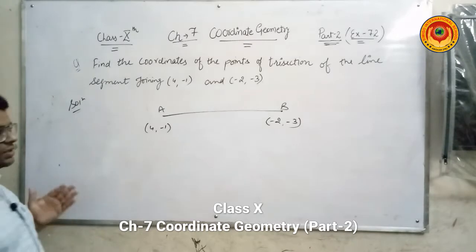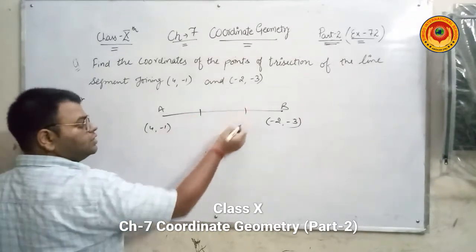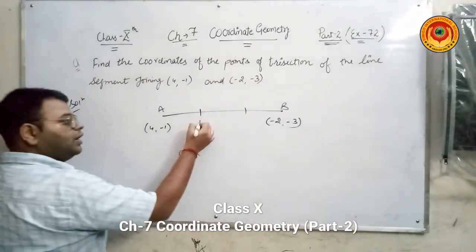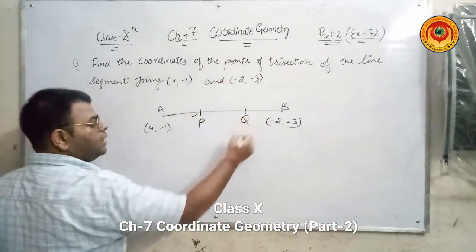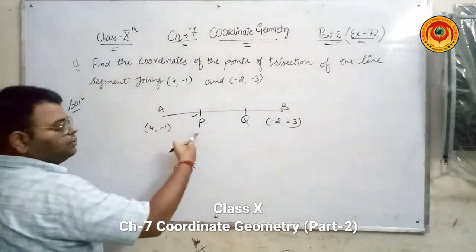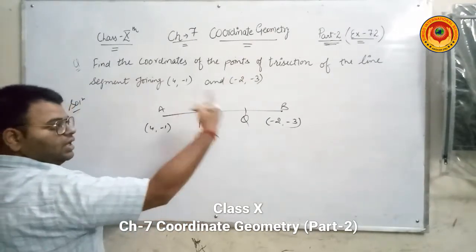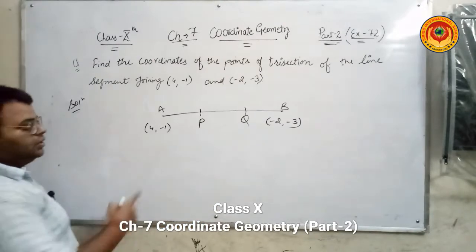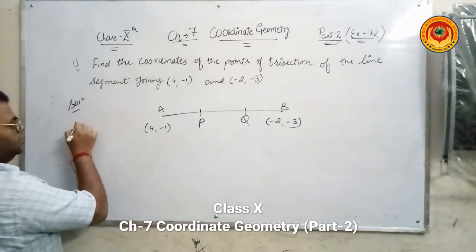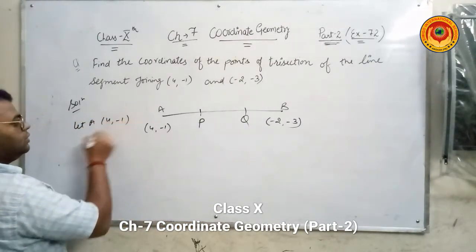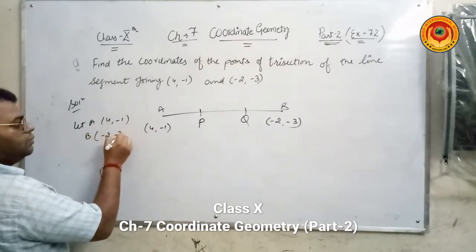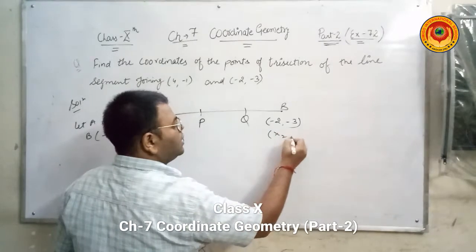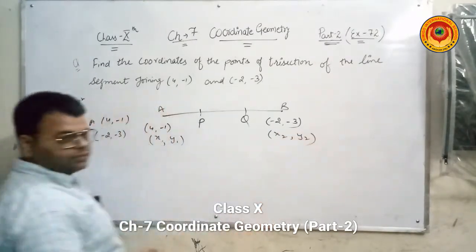Trisection means 3 parts. This is your 1st part, this one is your 2nd and this one is your 3rd part. Means you have to find out the coordinates of these 2 points P and let's say Q. Means you have to find out first P then Q. Okay, so let A be (4, -1), B be (-2, -3). This is your x1 y1 and this is your x2 y2.